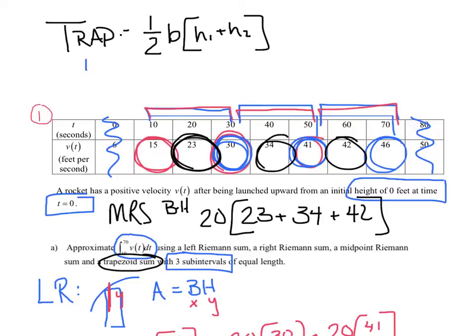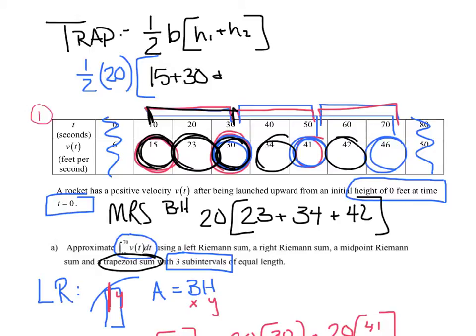Now again, I can pull out the base of 20 because they are all equal, and only because they're all equal. And I just need to go through and add my height 1 plus height 2. So if I'm looking at this section here, height 1 is 15, height 2 is 30. So I have 15 plus 30. On this section, my height 1 is 30 plus 41. And on my last section, 41 plus 46.